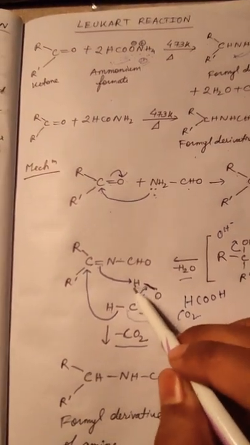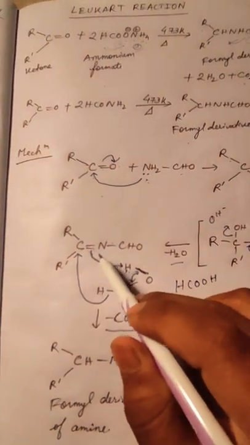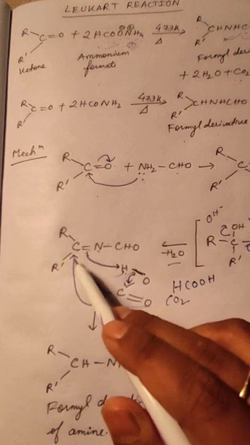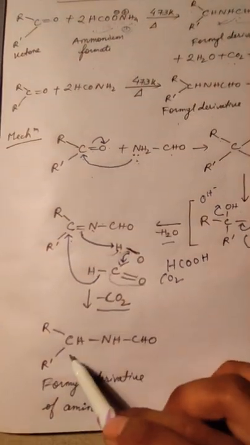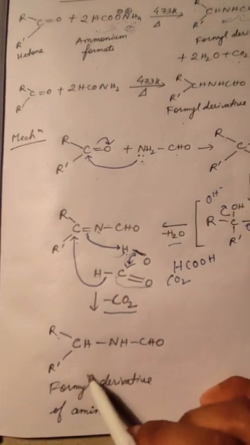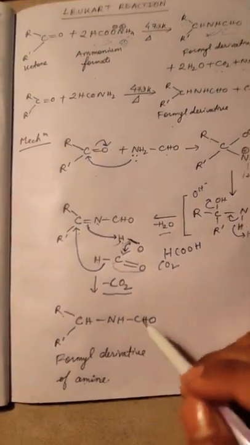This hydrogen is taken up by the double bond adjacent to the nitrogen, and this hydrogen is taken up by the carbon. So it gains RCH, our desired product. This is the formyl derivative of amine.